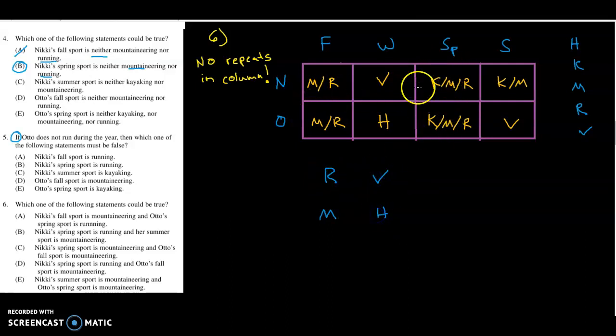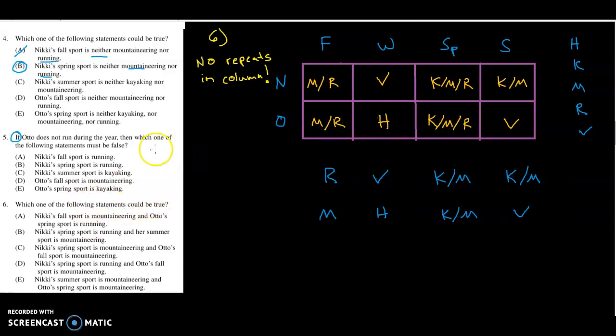Well, if Nikki is running in the fall, that means she can't be doing it in the spring, so she can only be doing K or M. Same thing with the summer, K or M. And then for Otto, if he's not running ever, then that means he could be doing K or M in the spring, and he's doing volleyball. Right? So there's our quick sketch there.